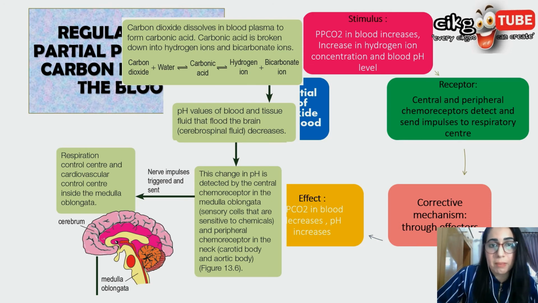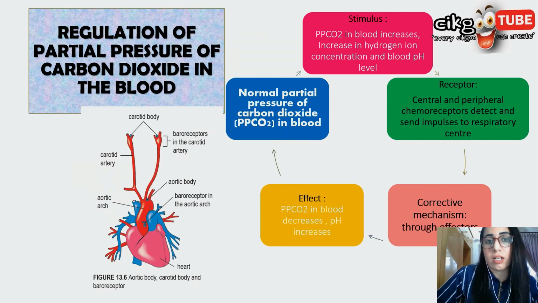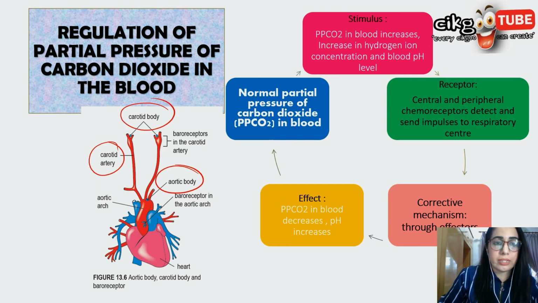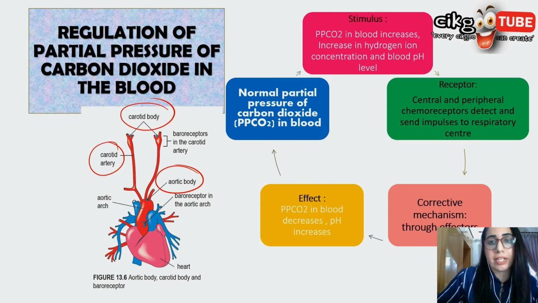The peripheral chemoreceptors consist of the carotid body in the carotid artery and the aortic body in the arterial wall. If you look at the picture here, you can see the carotid artery, the carotid body, and the aortic body. They will detect changes in the blood pH levels.